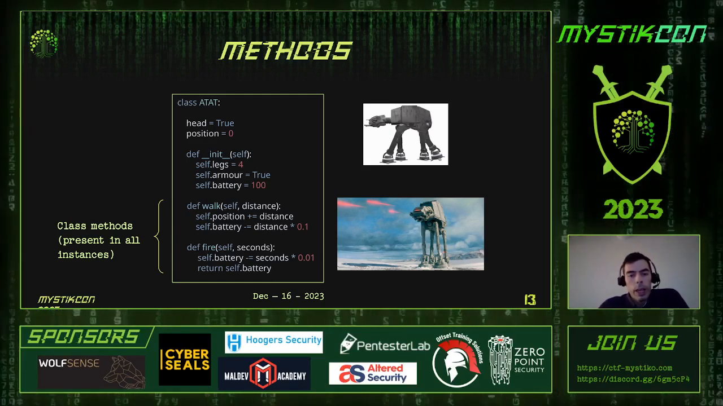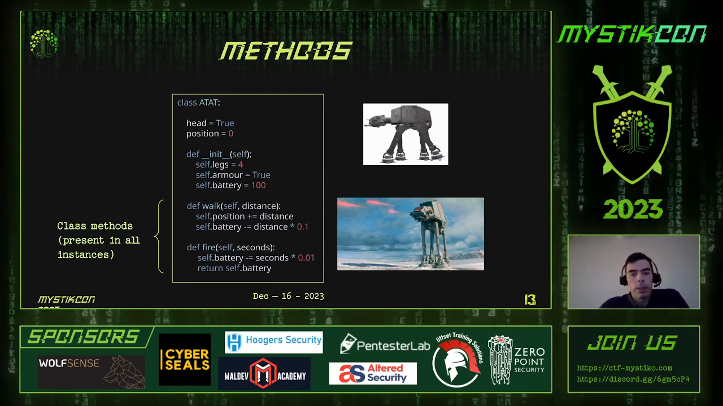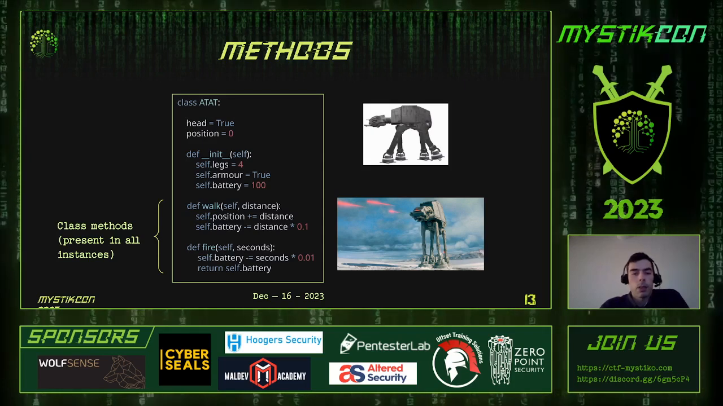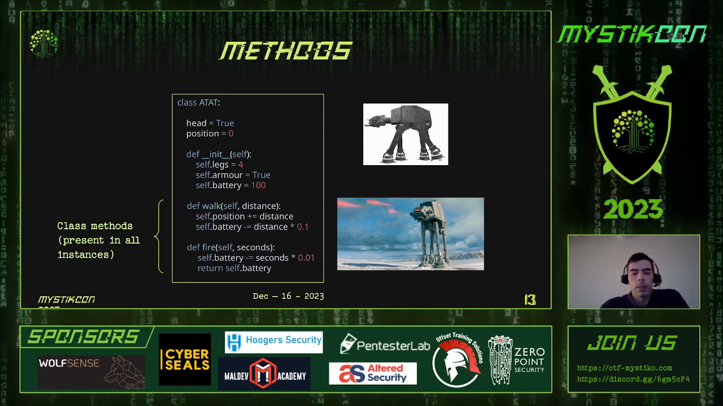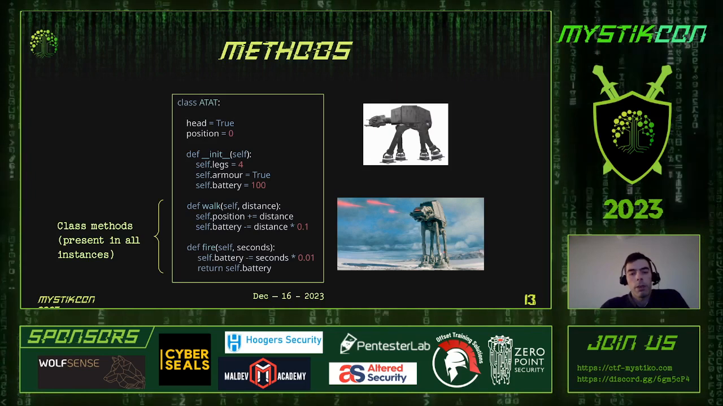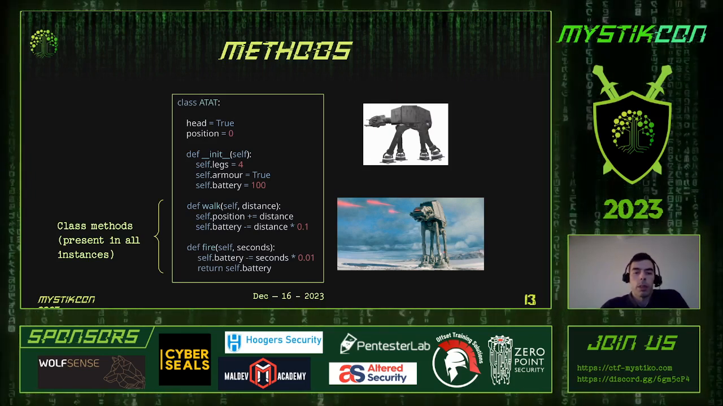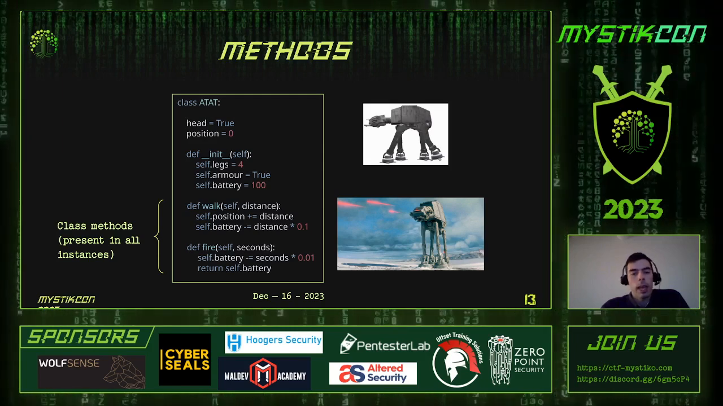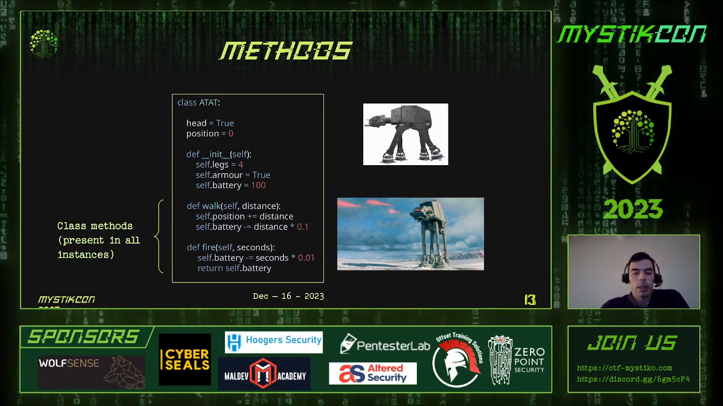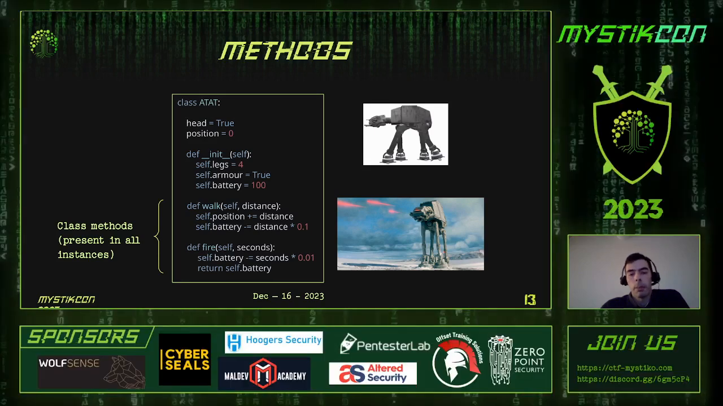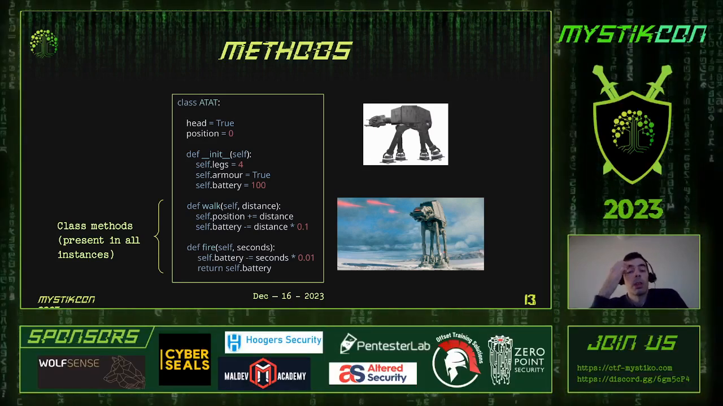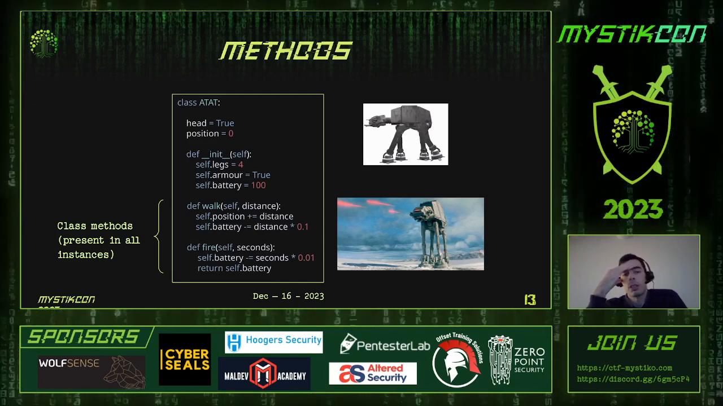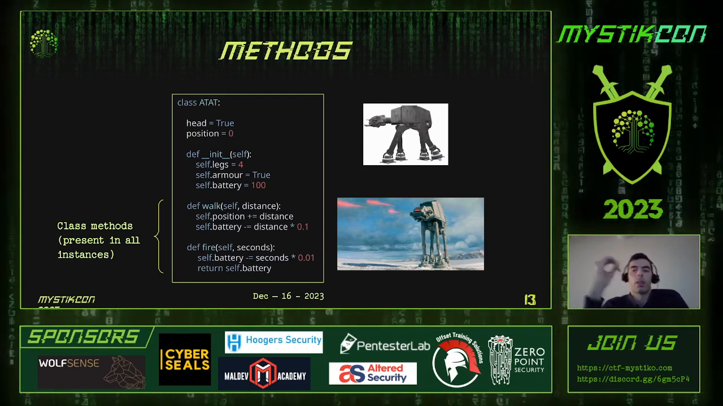So here we have defined a couple of methods besides the init method inside the class, and that means that all the objects that will be instantiated from this class will also possess these two methods. We have a walk method and a fire method, and we see how every time they execute they modify the battery and also, in the case of walk, the position, which are two internal variables of these objects.